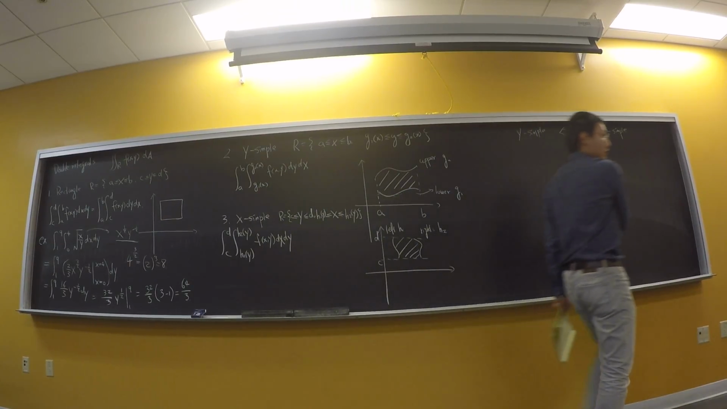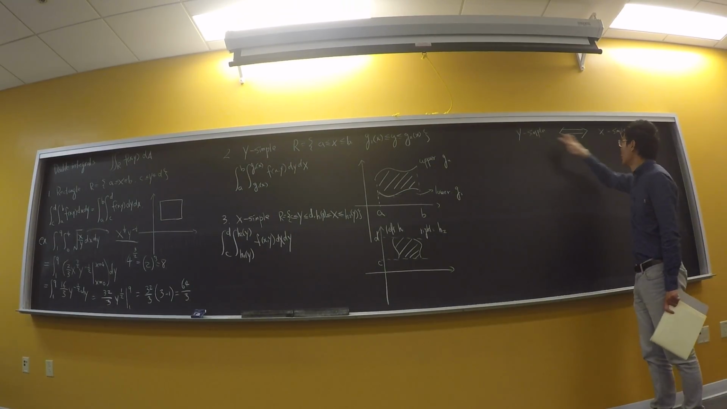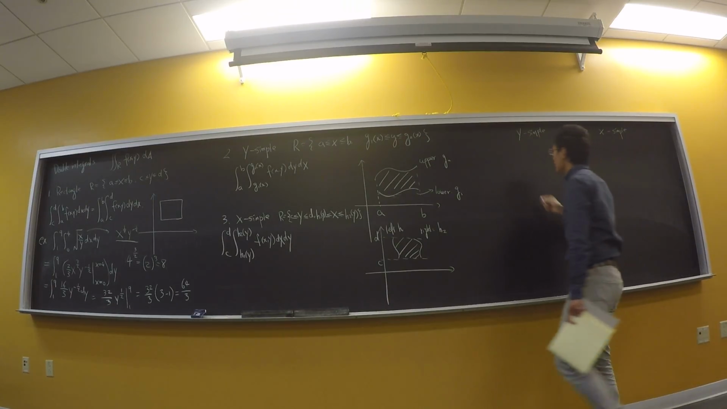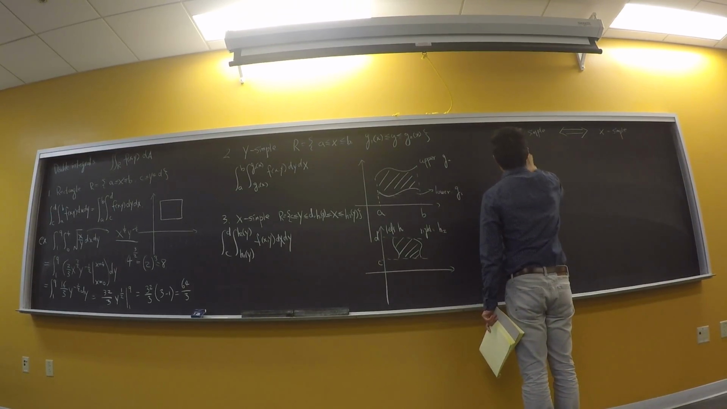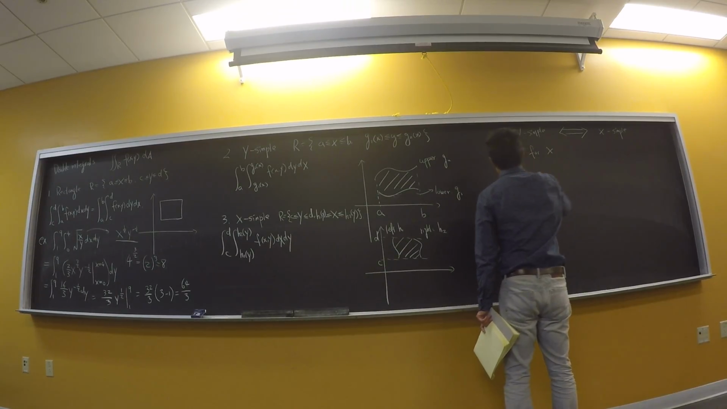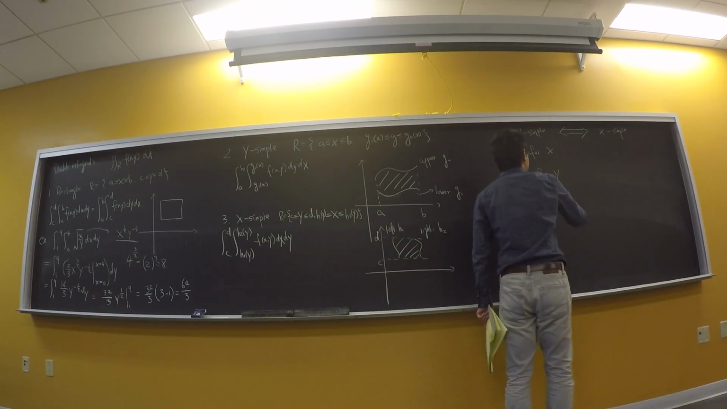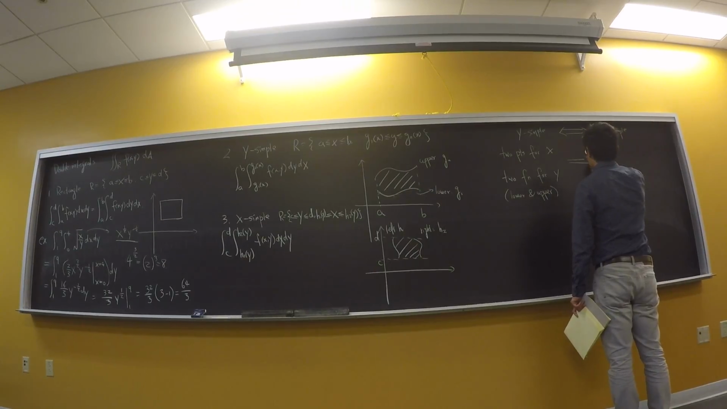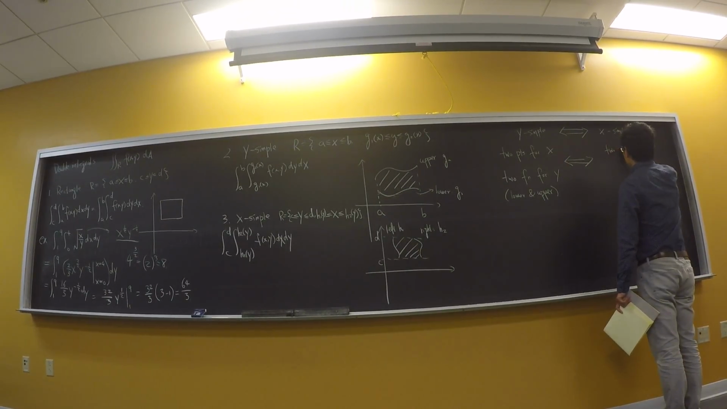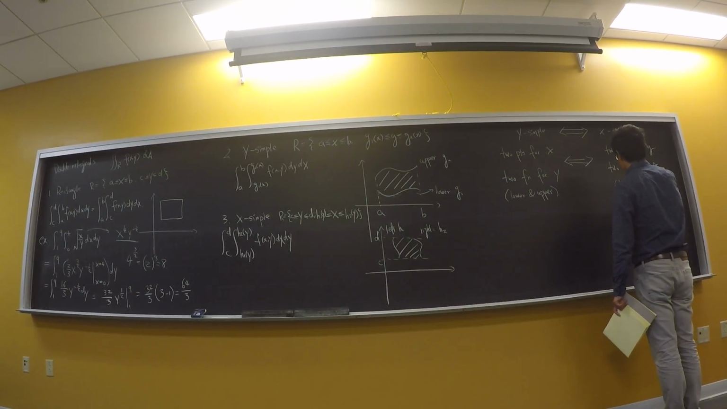Here it is much more difficult. If you want to change from y simple to x simple, originally you have two points for x and two functions for y, which are the lower and upper functions. I have to be able to transform all this information into two points for y and two functions for x, which are the left and right functions.